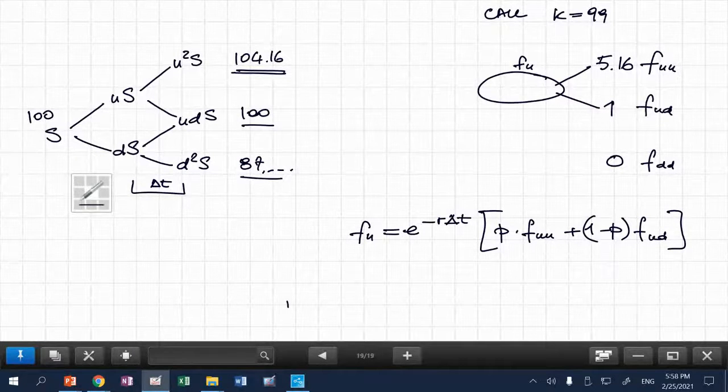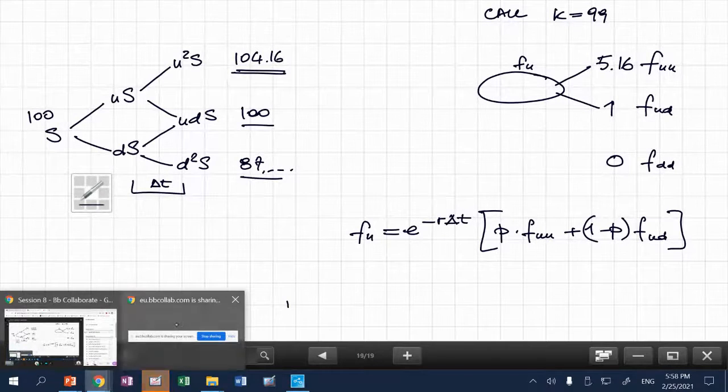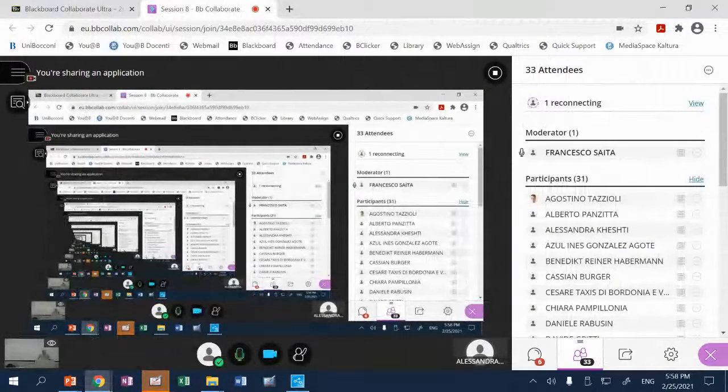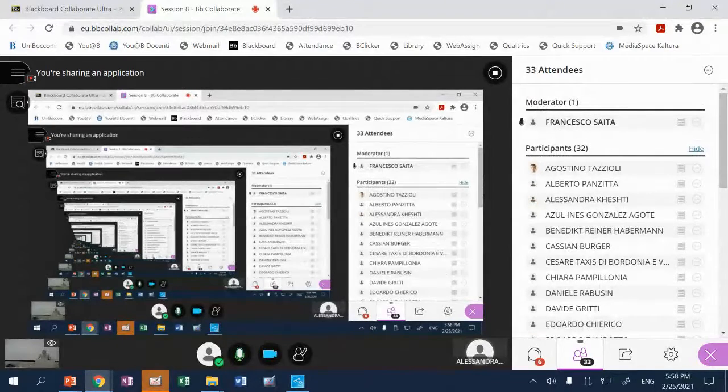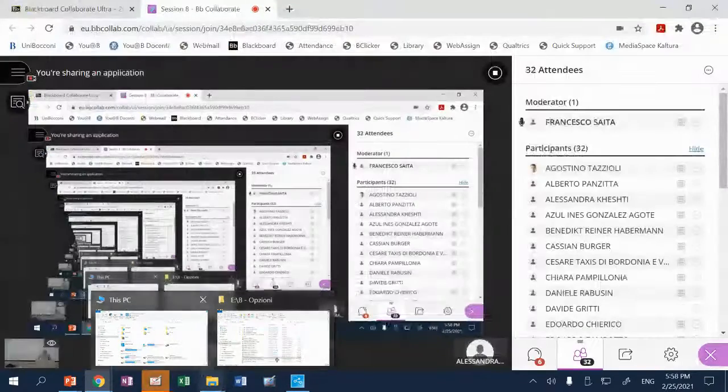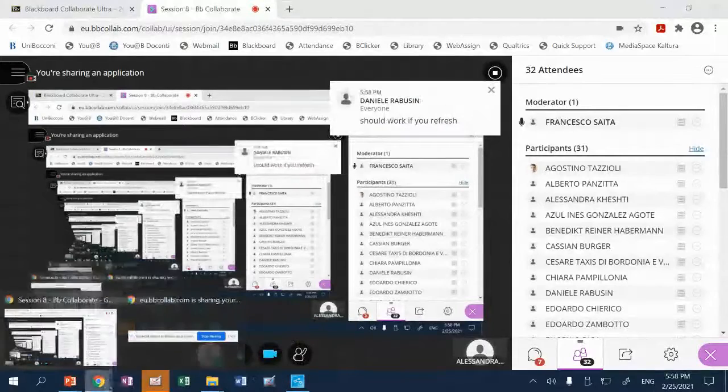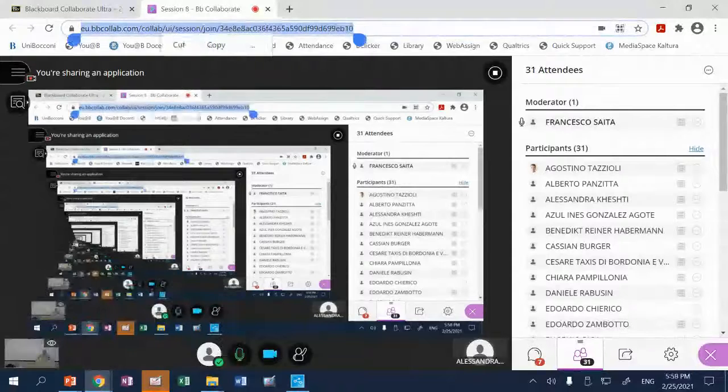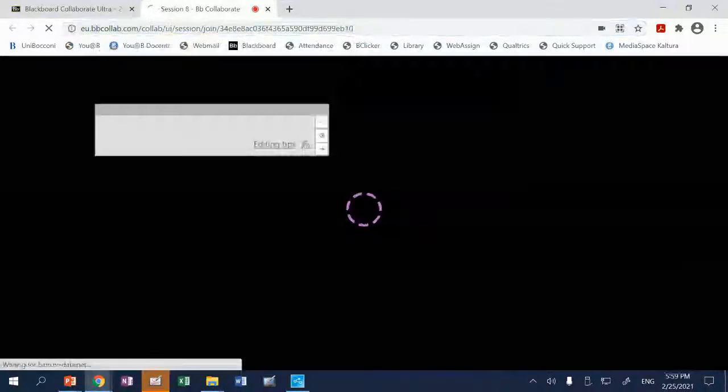You cannot see because it is frozen. Wow, let me see whether I can solve it somehow. I can just try to block the sharing and then re-put the sharing. That's the best thing I can do. Wow.